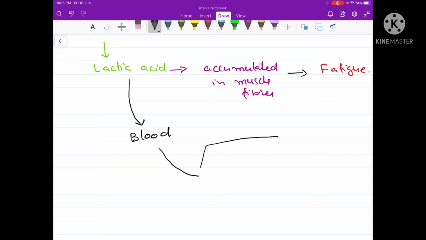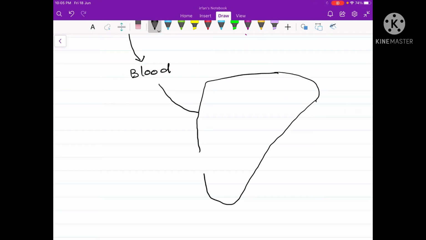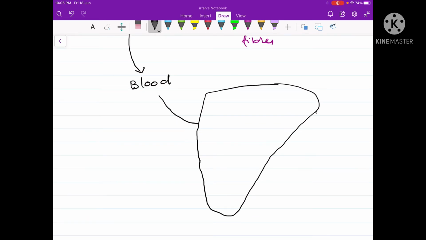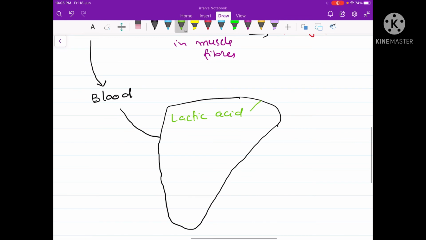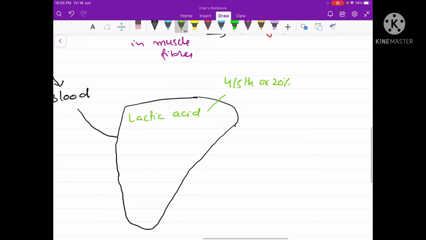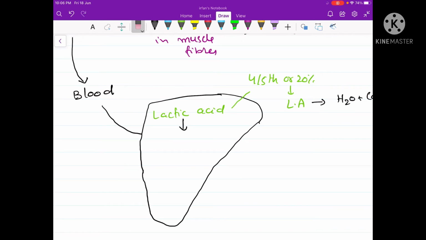So, lactic acid in the blood will reach the liver, where some of it at least will be converted back into glycogen. A part of the lactic acid that has reached the liver, that is 1/5 part, or 20% of lactic acid, is converted into water and carbon dioxide. I have written here 4/5, I am sorry, it is actually 1/5 or 20%.